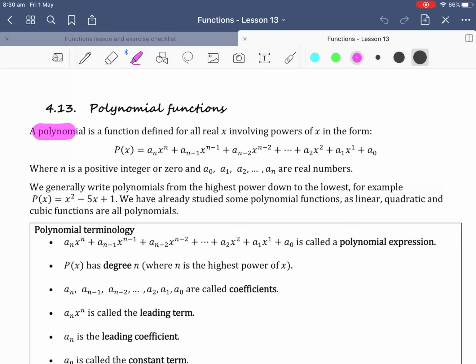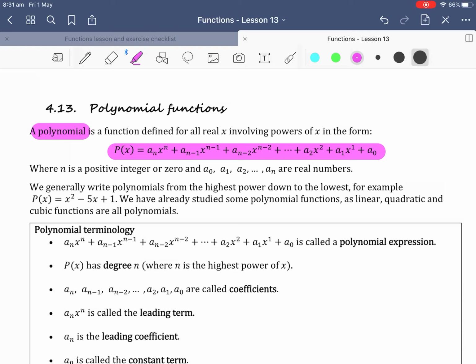So a polynomial is a function defined for all real x involving all powers of x in the form of p(x) equals a_n x to the power of n plus a_(n-1) x to the power of n minus 1 plus a_(n-2) x to the power of n minus 2, all the way to a_2 x squared plus a_1 x to the power of 1 plus a_0, where n is a positive integer or 0 and a_0, a_1, a_2, etc. to a_n are real numbers.